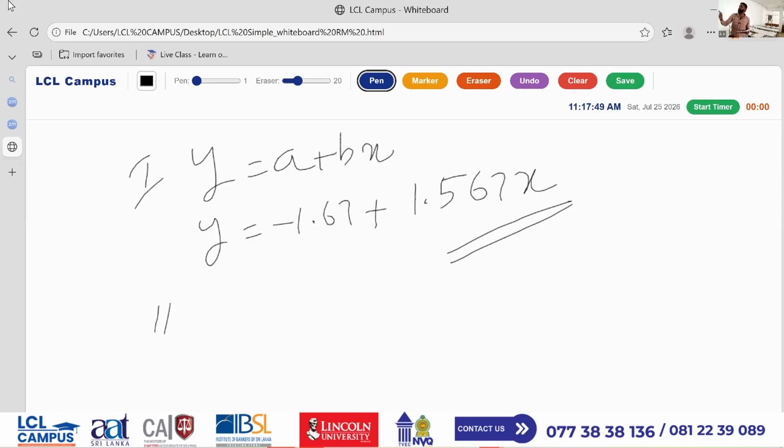Then the second one asks to calculate the expected sale quantity when the advertising cost is 12,000. Therefore, you want to substitute 12,000 for x. But in the table, advertising cost is given in thousands and the sales quantity will also come in thousands. Therefore, you substitute just 12. Then y equals minus 1.67 plus 1.567 into 12. Take the answer.